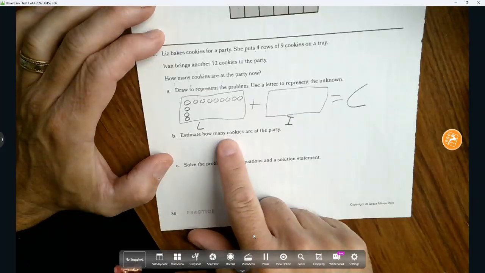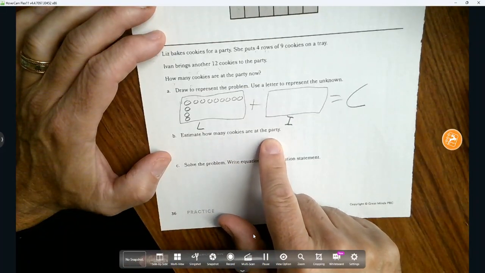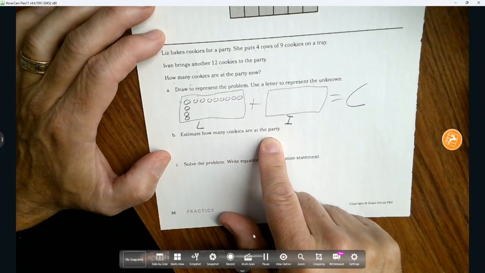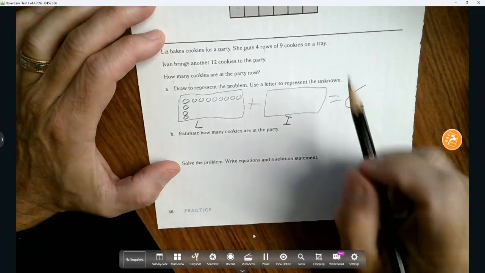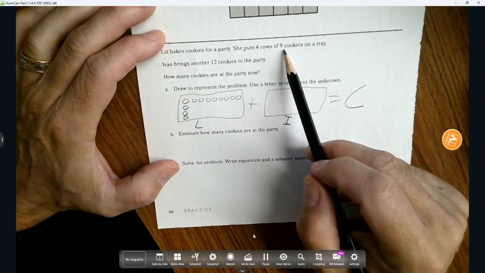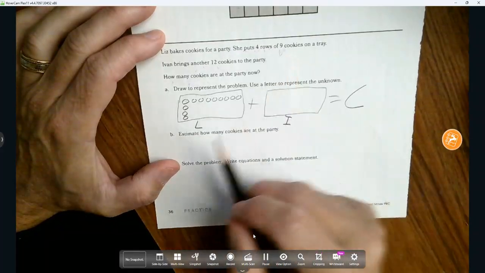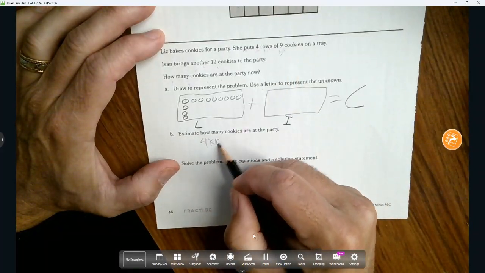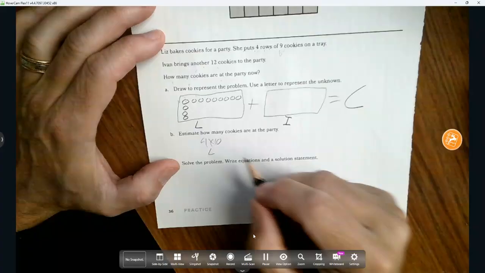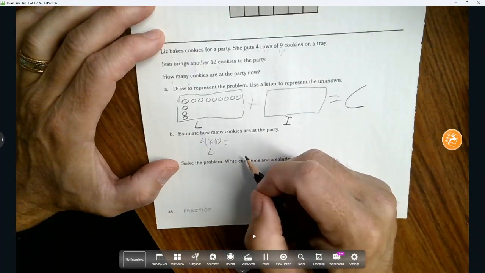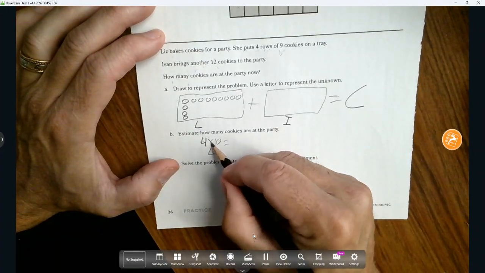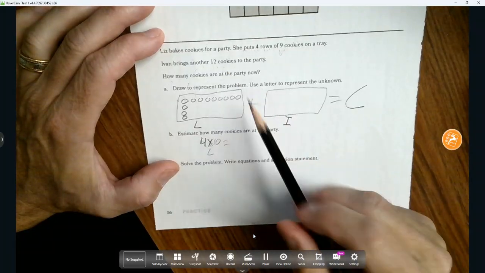This says estimate how many cookies are at the party. Oh, if we want to estimate, kind of get close. We have 4 rows of 9. 9's close to 10. So I could say 4 times 10 for how many Liz brought. That's going to get me, almost gave the answer. Not going to happen. All right, and this is another 12 cookies.